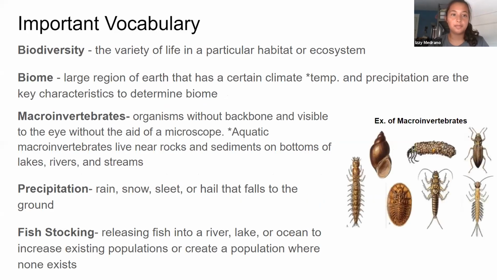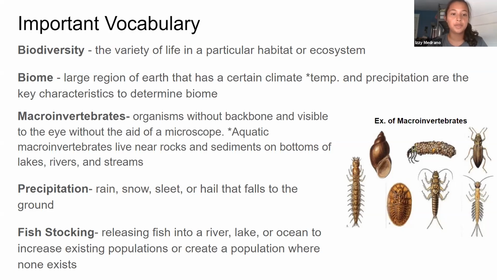And we wanted to go over some important vocabulary that'll be popping up throughout the presentation. So first, biodiversity is the variety of life in a particular habitat or ecosystem. A biome is a large region of Earth that has a certain climate, and temperature and precipitation are key characteristics in determining a biome. Macroinvertebrates are organisms without backbones, and they're visible without the aid of a microscope. And we specifically looked at aquatic macroinvertebrates, which just live near rocks and sediment on the bottom of lakes, rivers, and streams. Precipitation is rain, snow, sleet, or hail that falls to the ground.